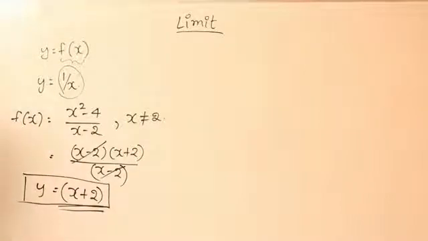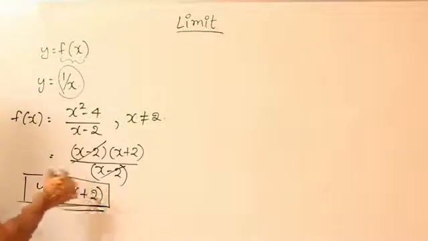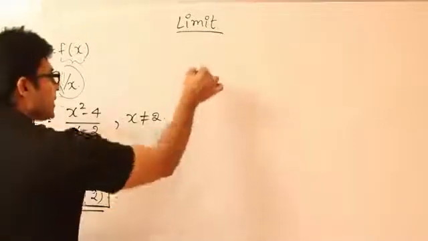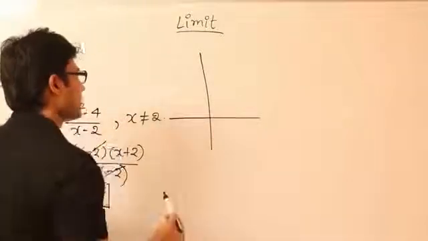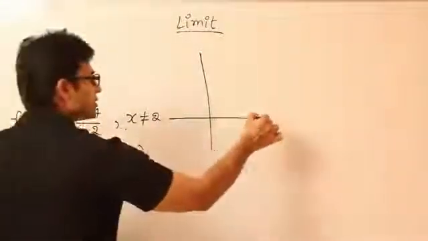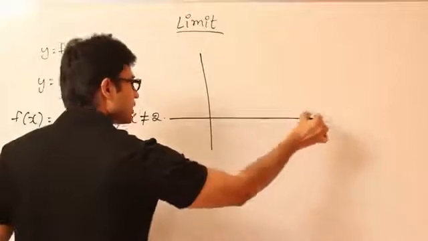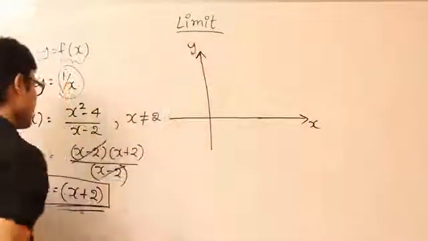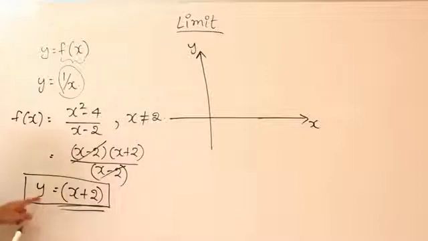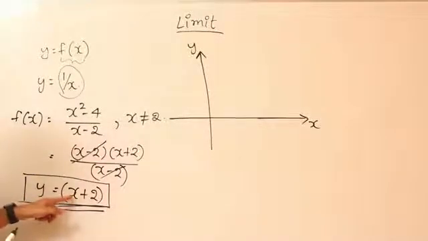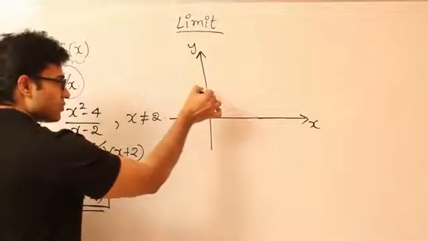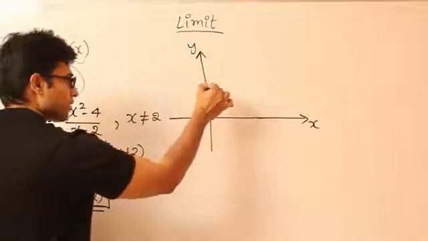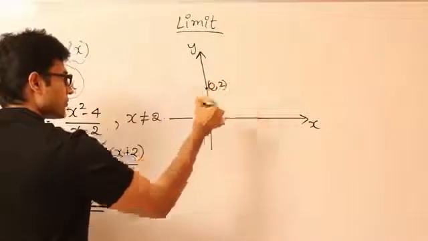Now I want to see how this function x plus 2 behaves. So for that reason, let us plot the graph. Let's see what happens for this. Okay, let us say this is the x-axis, this is the y-axis. Fine. Now let's say x equals 0. When x equals 0, y equals 2. This point is nothing but 0 comma 2, right?